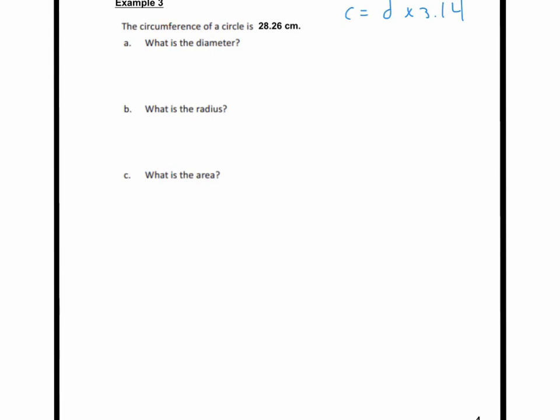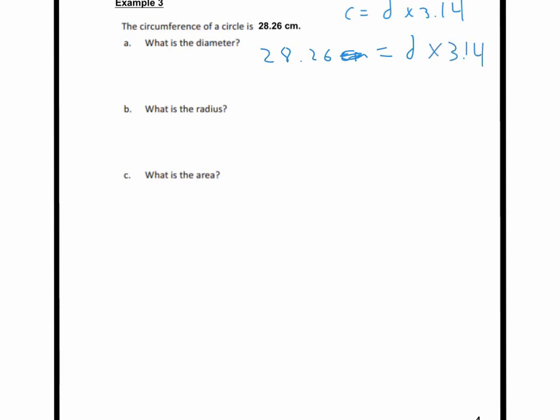So let's just again refer to our equation and fill in what we know. So circumference equals diameter times 3.14. Well, I know the circumference already, so that's 28.26 centimeters. Equals, and you don't really need that in your equation, 28.26 equals the diameter, it does not give that to us, times 3.14.